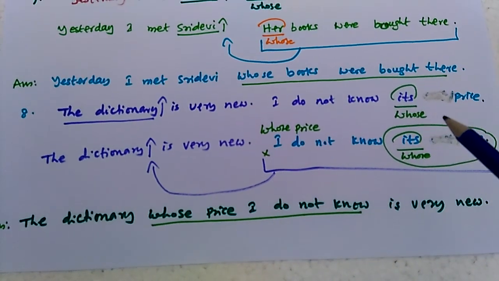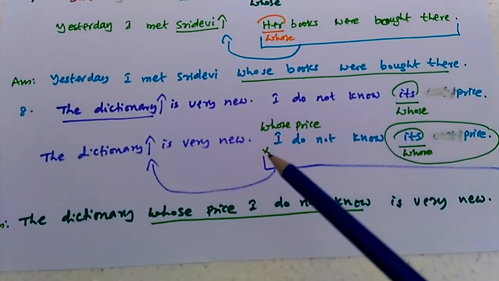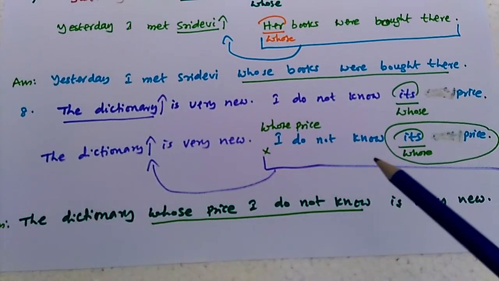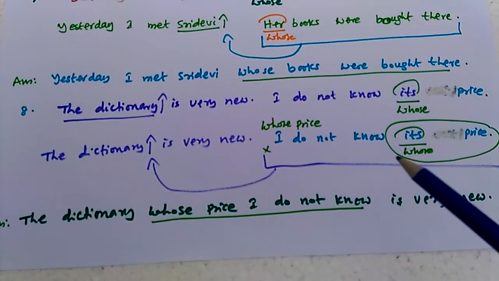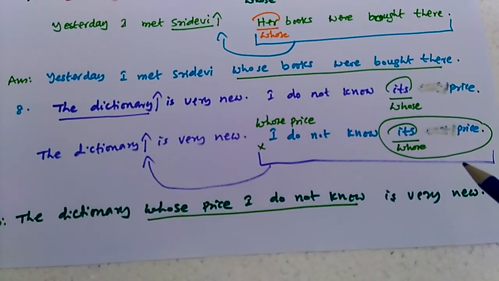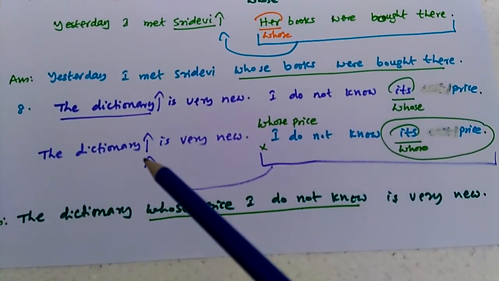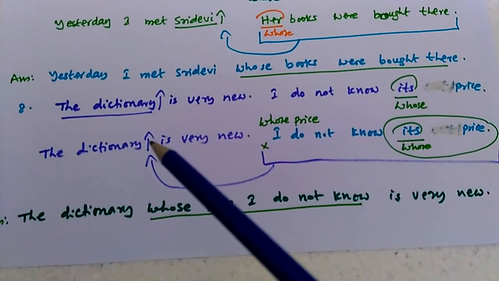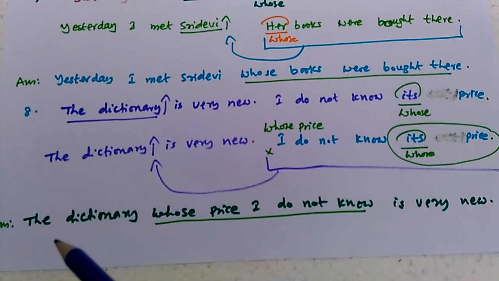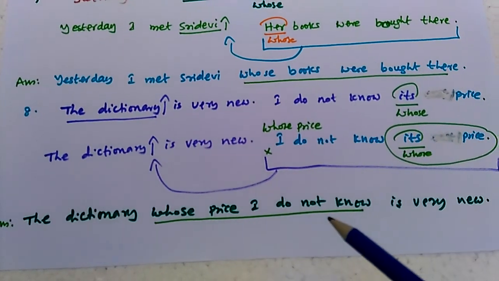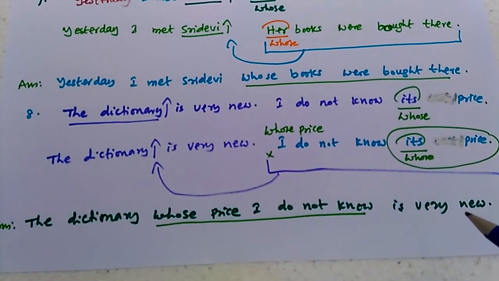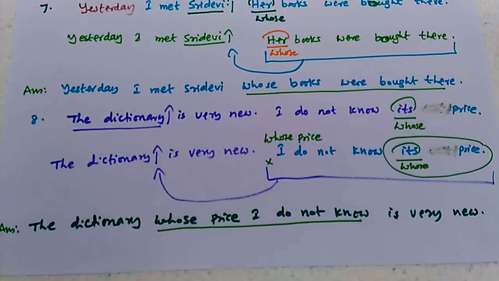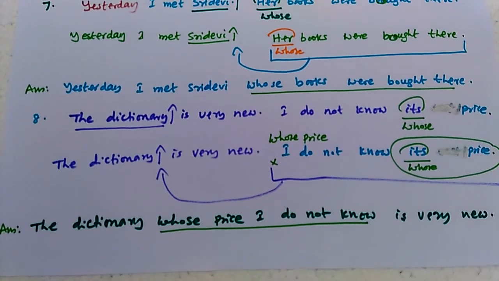And now whose plus noun is to be kept at the front of the sentence. So whose price I don't know will be the sentence. And now this entire sentence is to be kept at the place where arrow mark is there. So by doing so, we get the answer. The dictionary whose price I don't know is very new will be the right answer. Friends, in this way, we can join the sentences using whose.